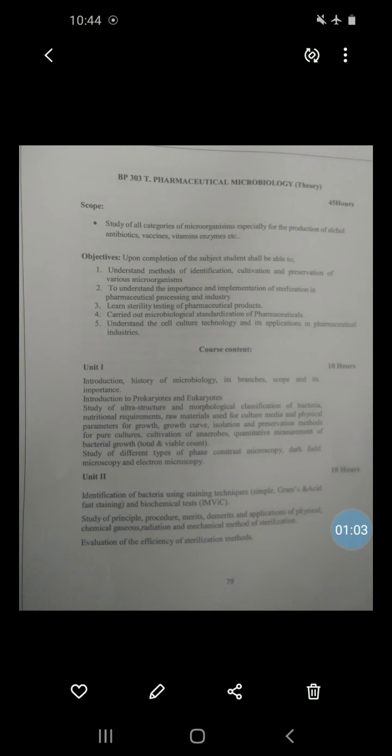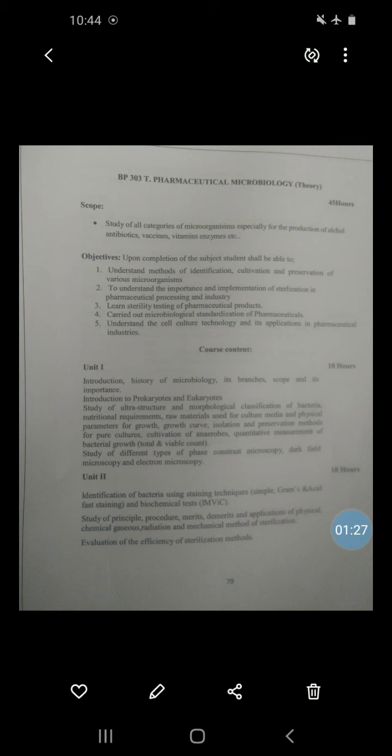The chances of clogging and a long time duration for the process are the drawbacks of this method. Just keep in mind the drawbacks of this mechanical method of sterilization: first, clogging, and second, long time duration.